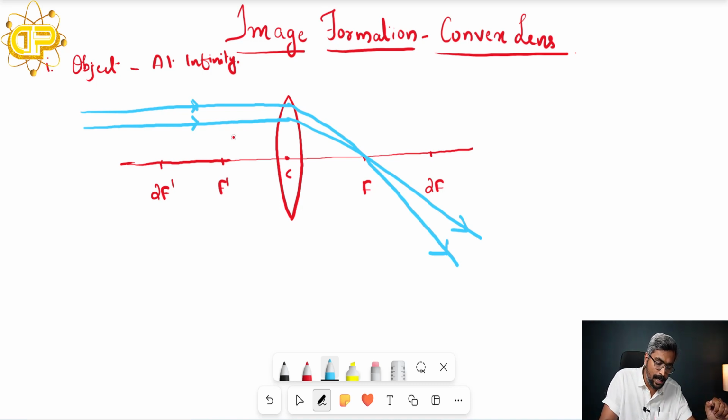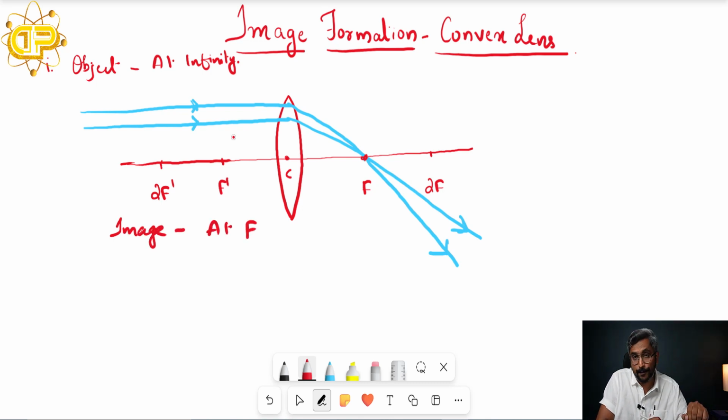Okay, now here you can see that both rays are passing through this particular point, the principal focus. We clearly know that if two refracted rays, in the case of a lens, meet together, then at that point of meeting we will obtain the image. And here, the image will be formed at the principal focus F.